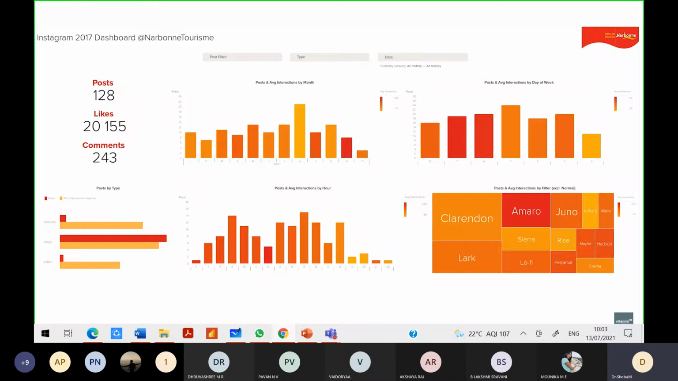It's a fairly small sample size, but you can see that we've broken down the main KPIs, number of posts and average number of interactions, which is likes and comments combined, by various things like month, day of the week, hour, type, and filter applied. We've also used color data encoding to be able to look at these two KPIs together.